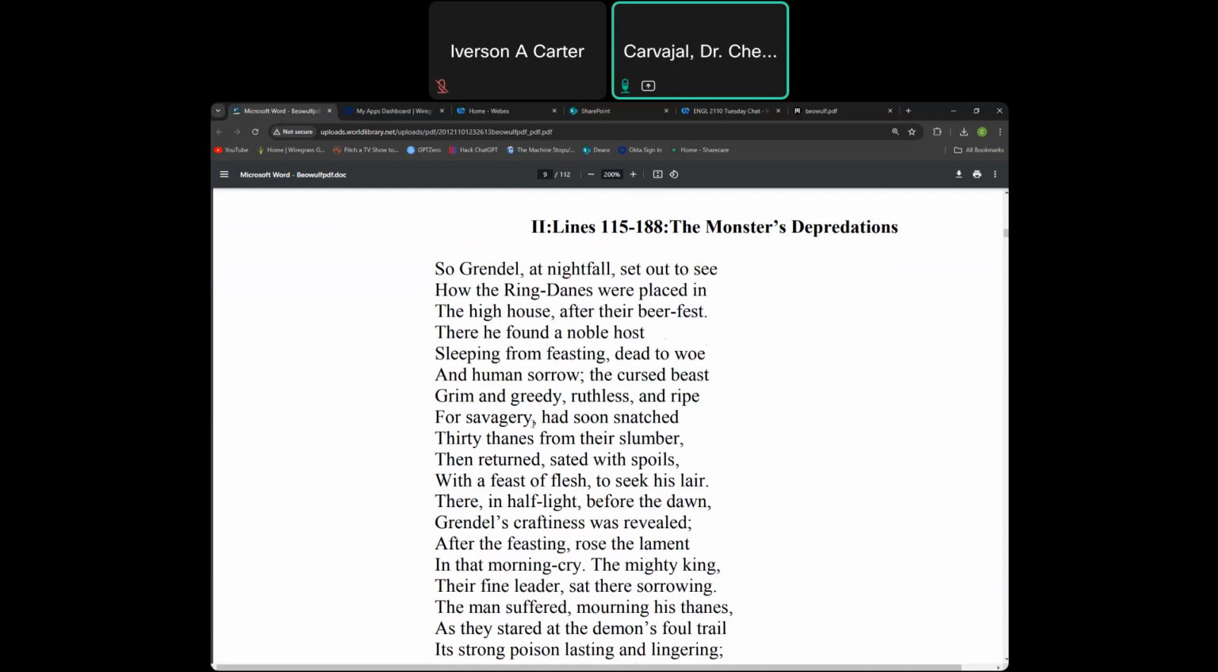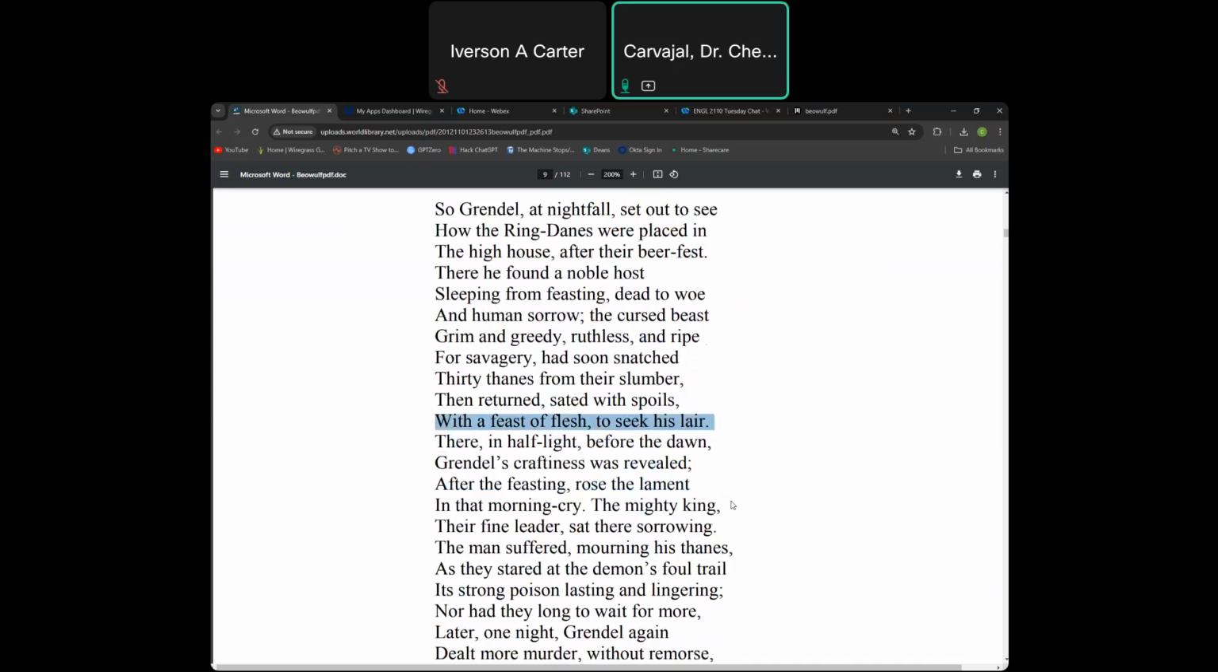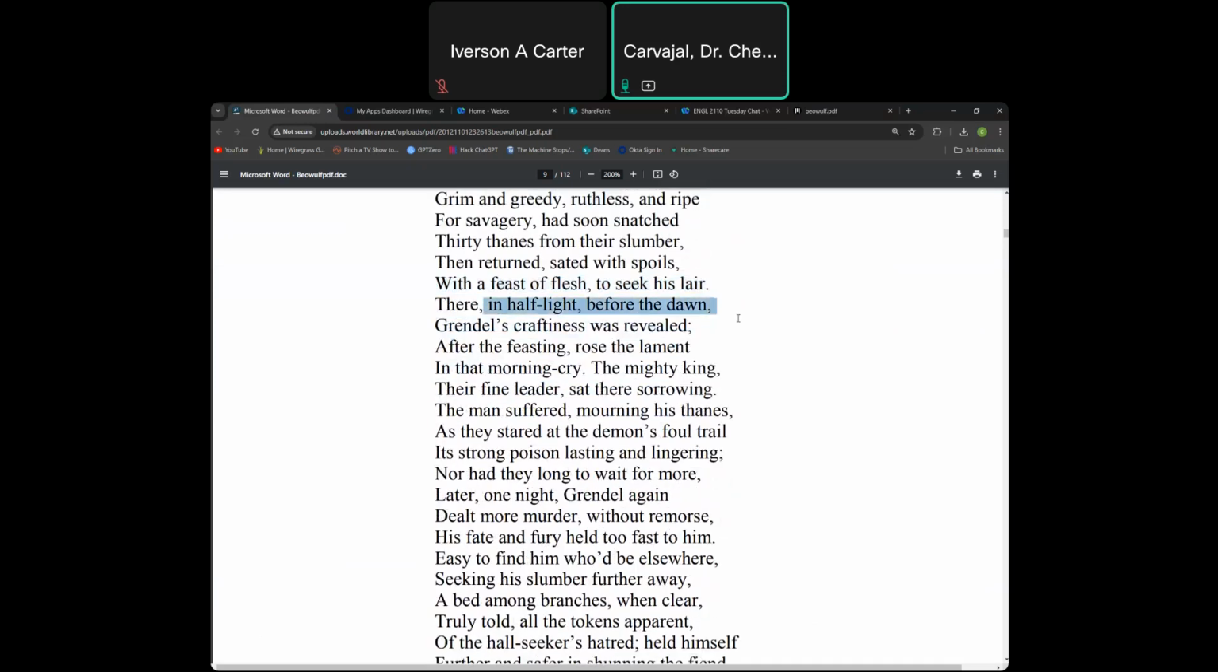But he comes in and had soon snatched 30 thanes from their slumber. So literally he picked up and ate 30 people, swallowed up. And then he left, sated with spoils, with a feast of flesh to seek his lair. And right there in the half light before dawn, in the morning when the sun's just about to come up, people wake up and they go, oh, wait a second. There's blood everywhere and people are gone and dead. And they're just like, what the heck?